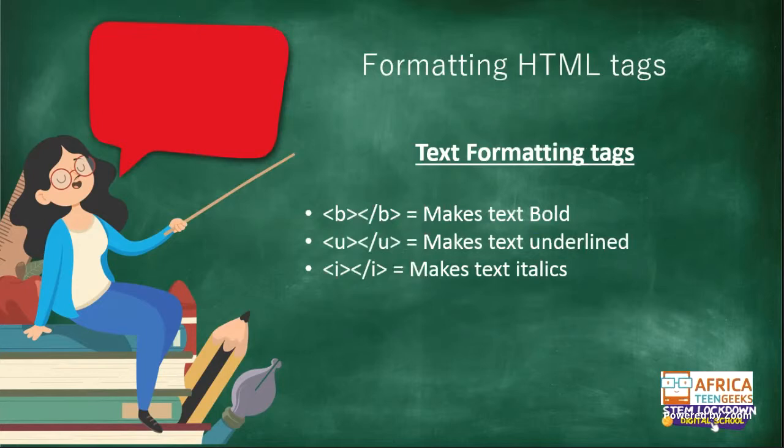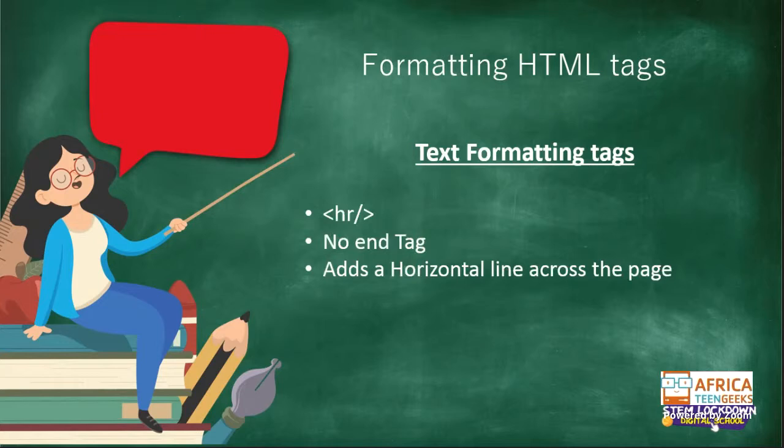Some of the other formatting tags that we had a look at was the bold tag, which makes the text bold within an HTML file. And then the U tag, which makes the text underlined, and what this does is obviously underline the text within an HTML file. We then had a look at the italics tag, and the italics tag makes a text italics within an HTML file. And then the horizontal line, which essentially just adds a horizontal line across the page that you are working on.